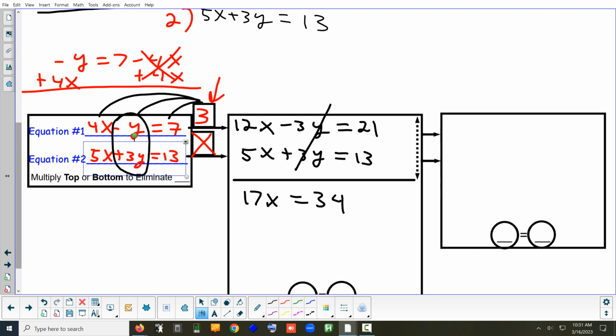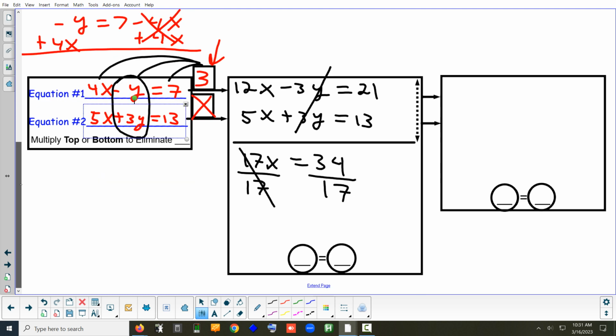It looks like some big numbers, but I still think we're going to get a nice answer here. What do we do on both sides to get x alone? Divide. And what do you divide by? 17. Those cancel, and 34 divided by 17 does come out to a nice number. 2. Perfect. So x equals 2.